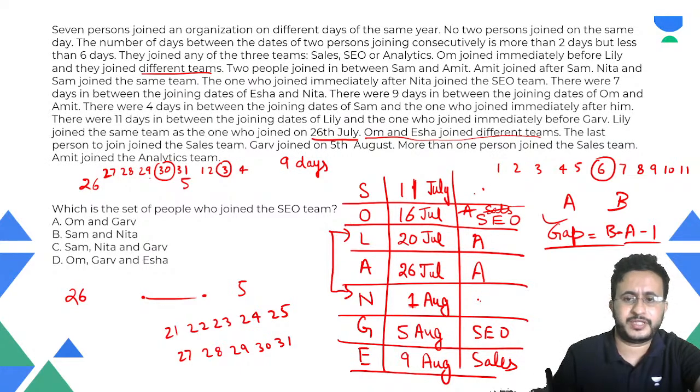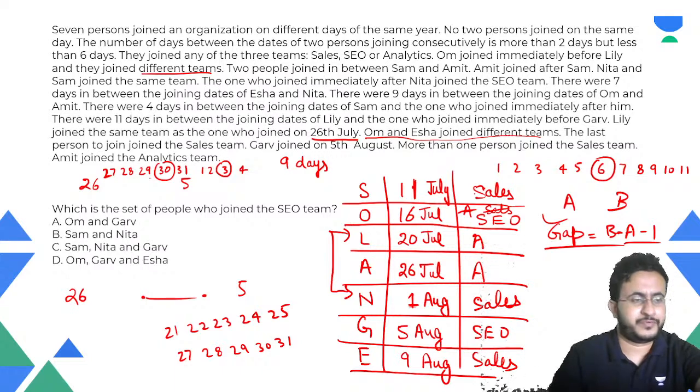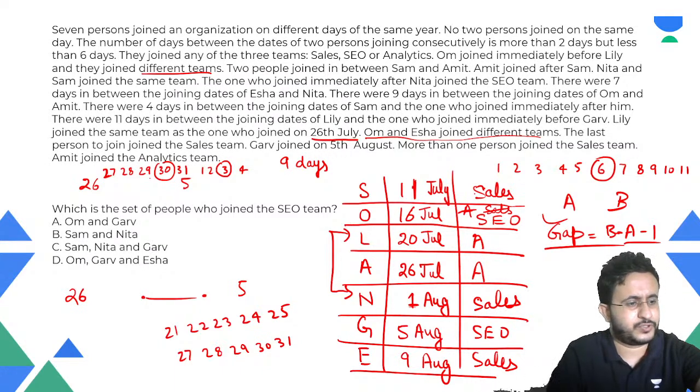And these two people join the same team, and more than one person joins the sales team. So these two will join the sales team. That is how we will get the teams also. Okay, so it was a complicated one.